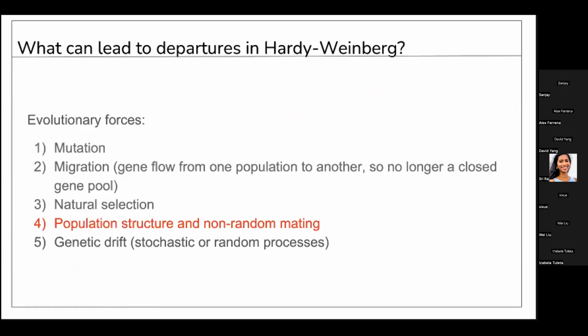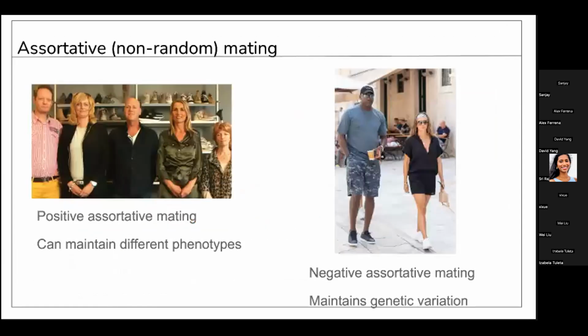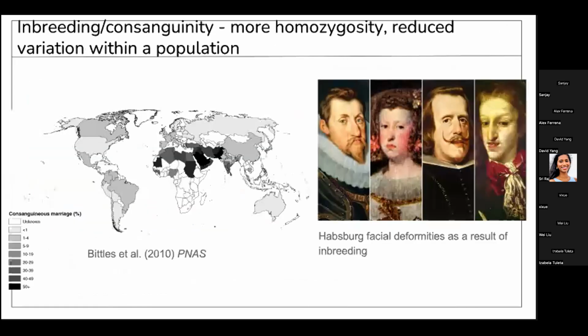And now let's talk about population structure and non-random mating. So there are two kinds of mating that we can think about. There's positive assortative mating, where you're mating with individuals that share the same type of phenotype. And then there's negative assortative mating, where there are different phenotypes, and that also maintains genetic variation, assuming that these phenotypic differences are caused by something that's genetic. And a part of this non-random mating phenomenon is inbreeding or consanguinity.